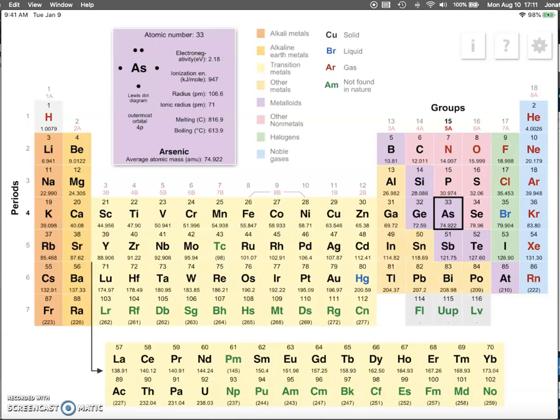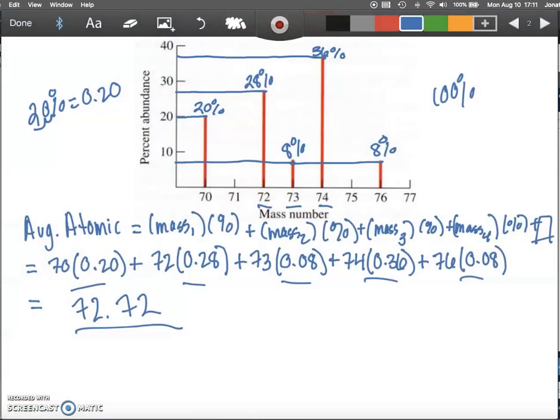Arsenic is 74.92. That's too far away. It's not close enough to 72.72. However, 72.59 is close enough, so this mystery element is in fact germanium.